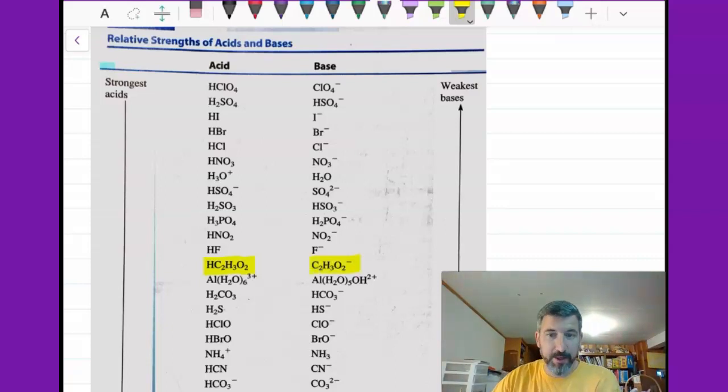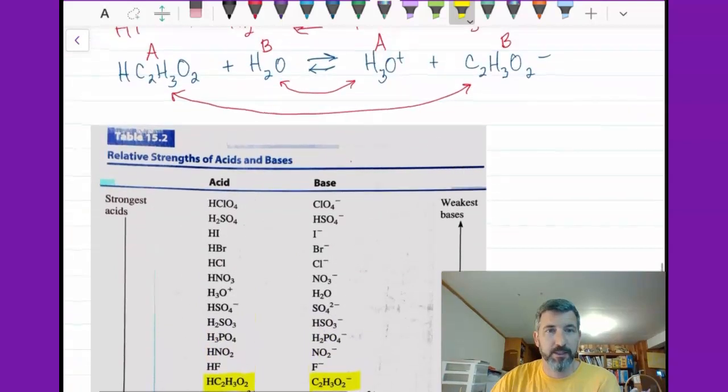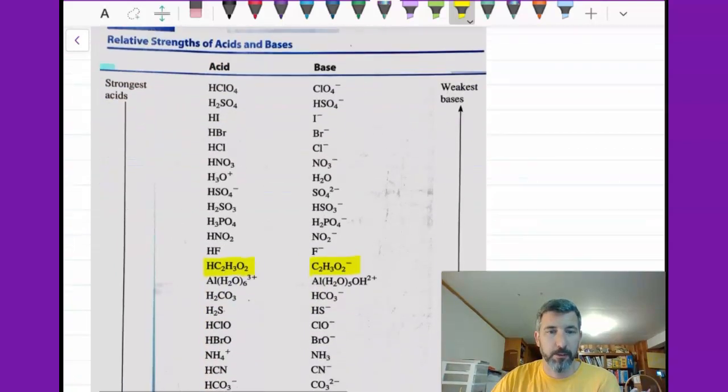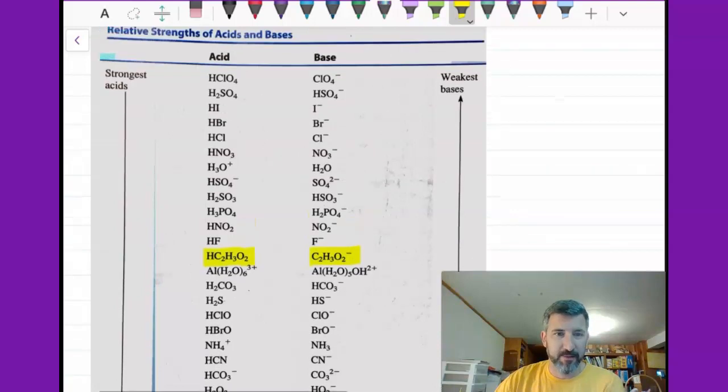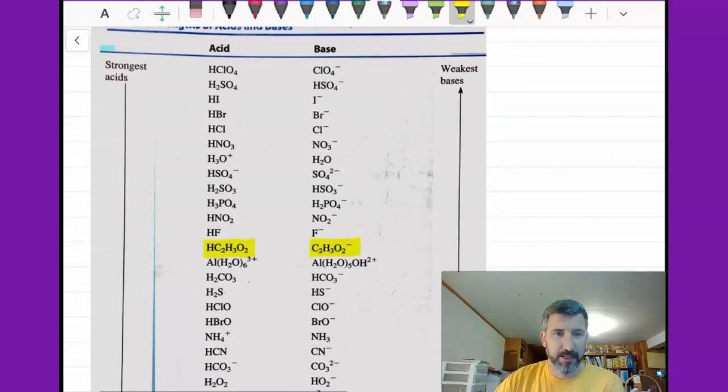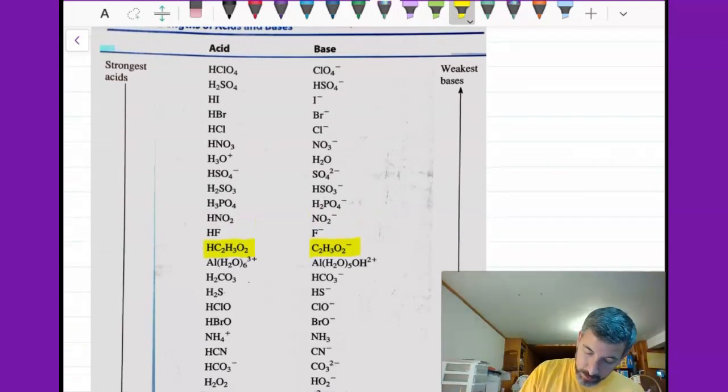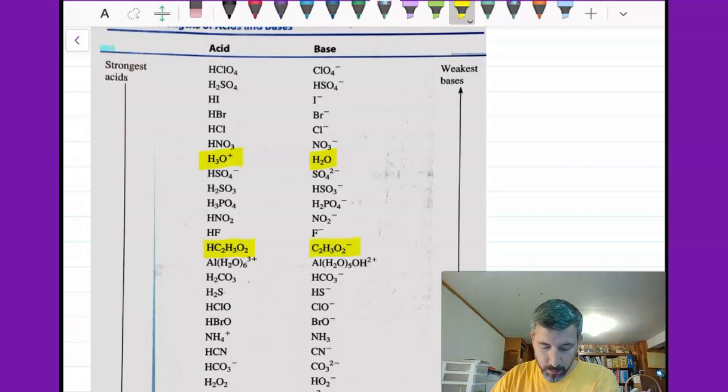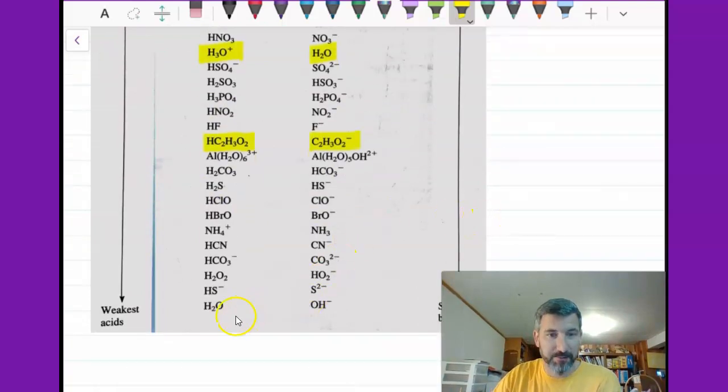And then if I compare that to the other acid-base combination here, it was water and hydronium. So hydronium is acting as an acid, and so here it is. I got to find hydronium on the acid side, water on the base side. Notice water also shows up at the bottom of the list, but that would be water as an acid turning into the conjugate base hydroxide. That's not what's happening in this reaction.